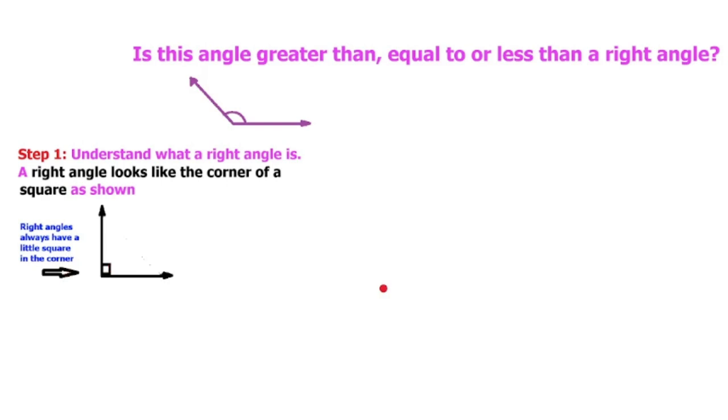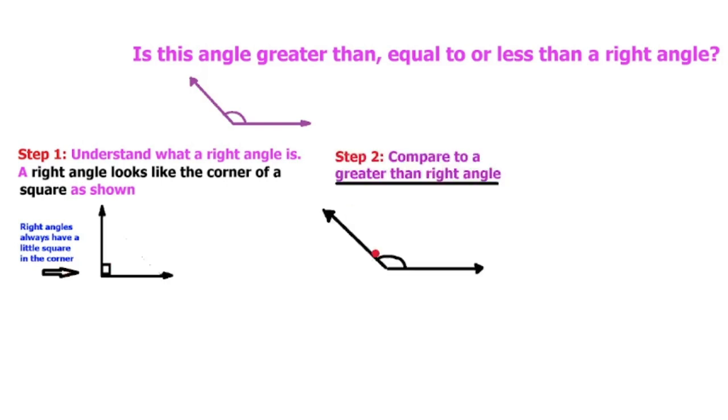So step 2, compare to a greater than right angle. This angle is greater than a right angle. You could see that if a right angle was on top of it, the line would be here. So this angle is greater.